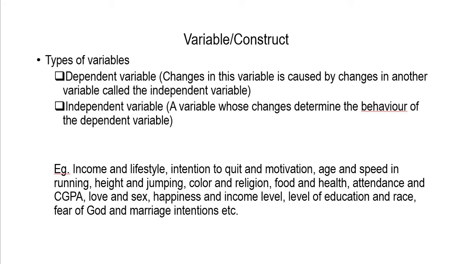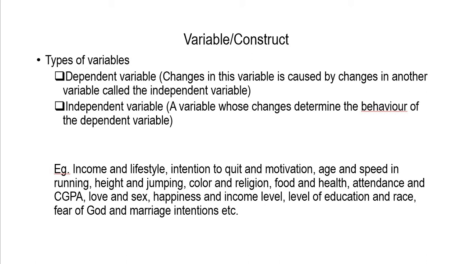The first variable that we will talk about is the dependent variable. The dependent variable is any variable whose changes are dependent on changes in another variable. In other words, the behavior of a dependent variable is caused by changes in another variable called the independent variable. An independent variable is any variable that causes a change in another variable or determines the behavior of the dependent variable.